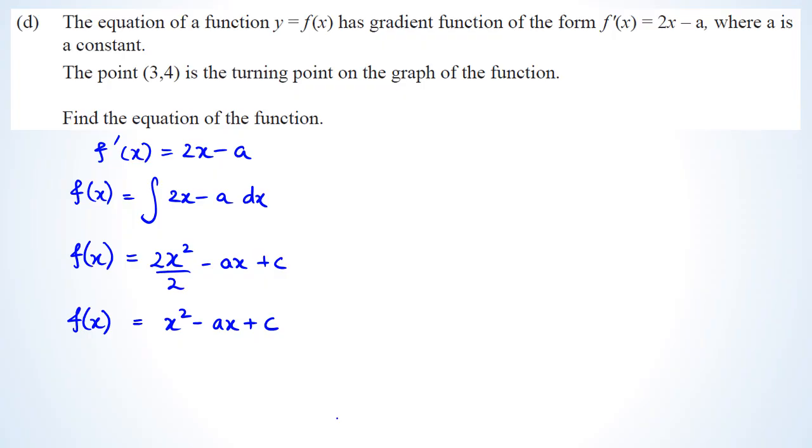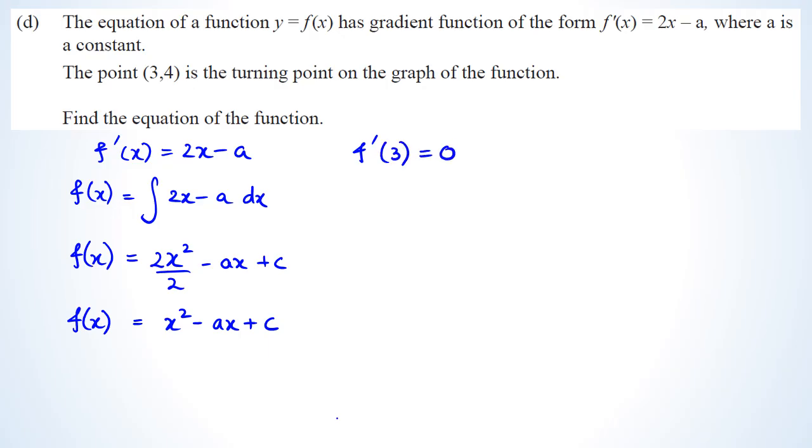Now the problem is there's actually two unknowns in this case. I've got a that's unknown and c that's unknown. It would help if I'd actually figured one of these beforehand. So the best way to do it is going back to the question. You can see that the point (3, 4) is the turning point. Now, if (3, 4) is a turning point, then the gradient when x equals 3 is 0. So what we can say is f dash of 3 equals 0.